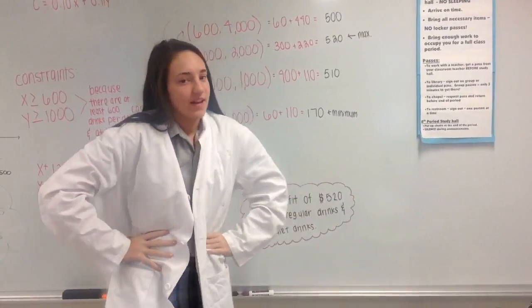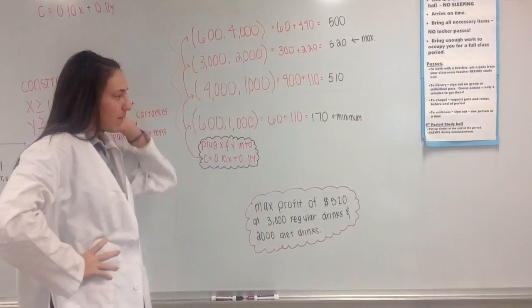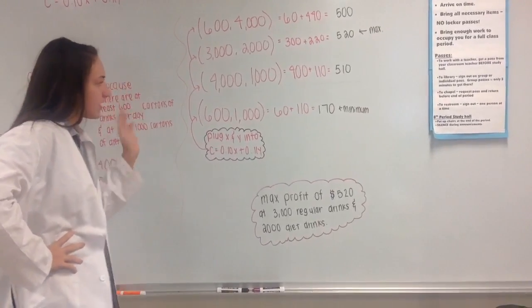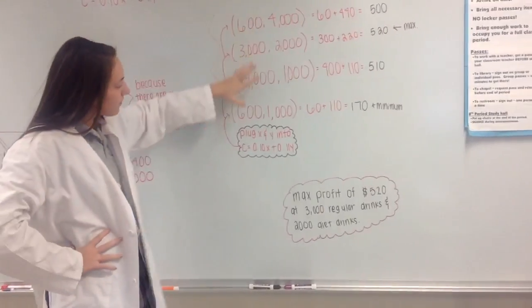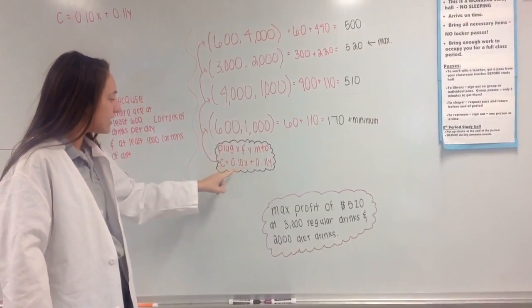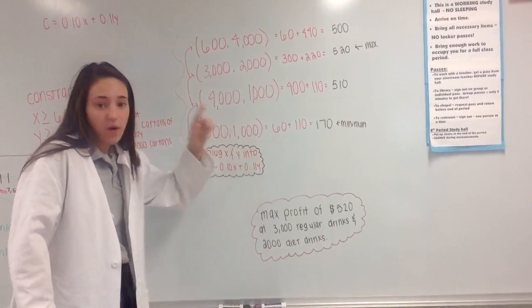Hi guys, Maya here. I'm going to teach you how to get the max and minimum profit, but all we really care about is max. So now that we have our points, we just lay them out all nicely so it's easier to see, and then we're going to plug x and y into C equals 0.10x plus 0.11y.